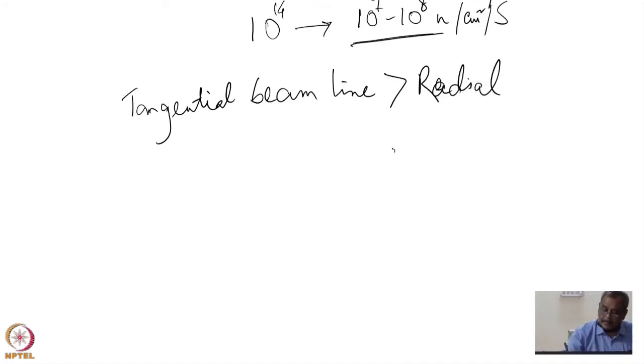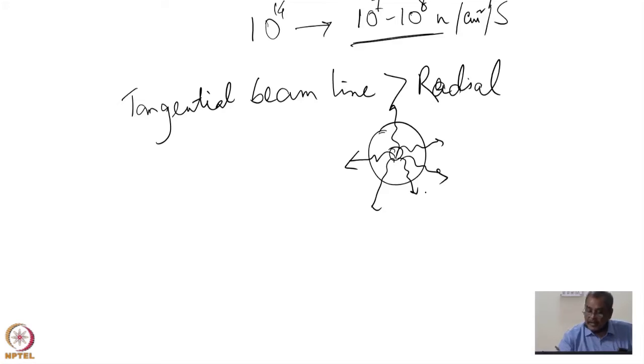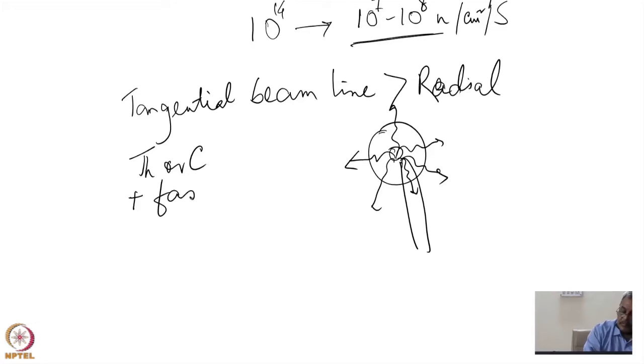The reason being, if I look at the core, the gamma rays and the unmoderated fast neutrons tend to go out radially. So when I look at the core radially, then along with the thermal or cold neutrons, you have fast neutrons and gamma rays traveling radially. Fast neutrons, why are they traveling radially? Because these are the neutrons which have not undergone too many collisions, generated at the core, and they tend to go out radially.